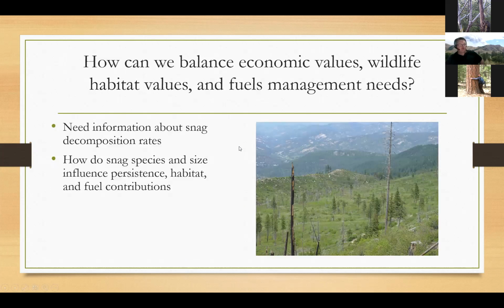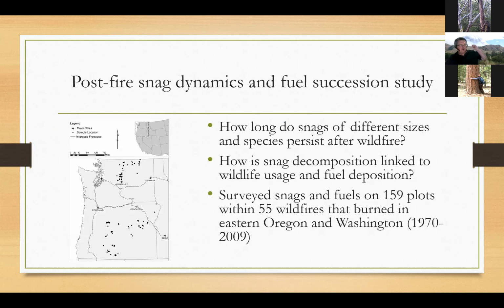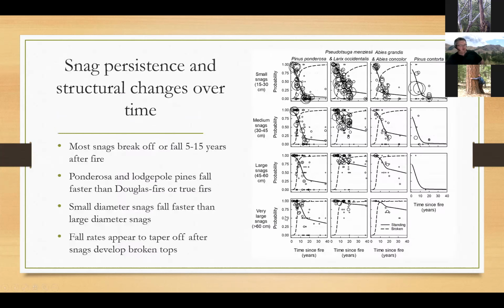So the question comes, how do we balance economic values, wildlife habitat values, and fuels management needs? One of the things we need is information about snag decomposition rates, and how long snags stay in each kind of condition. How does snag size and species influence their persistence overall, habitat contributions, and fuel contributions? So we did this Eastside snag dynamics and fuel succession study, where we looked at 55 different wildfires that had burned between 1970 and 2009 in Eastern Washington and Oregon.